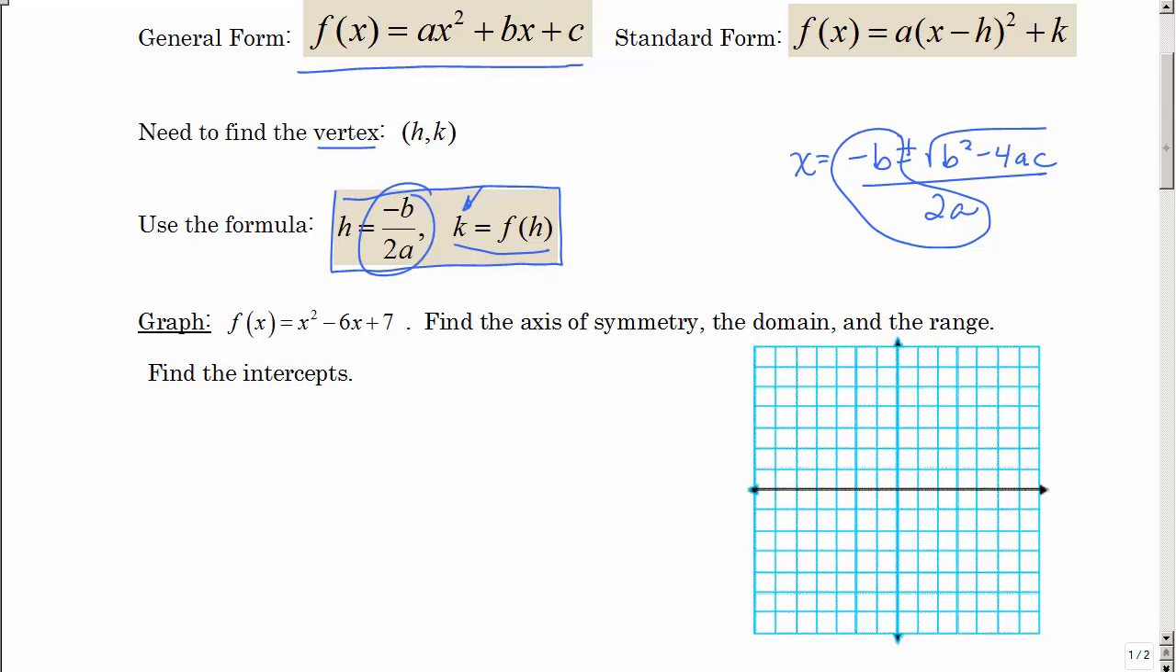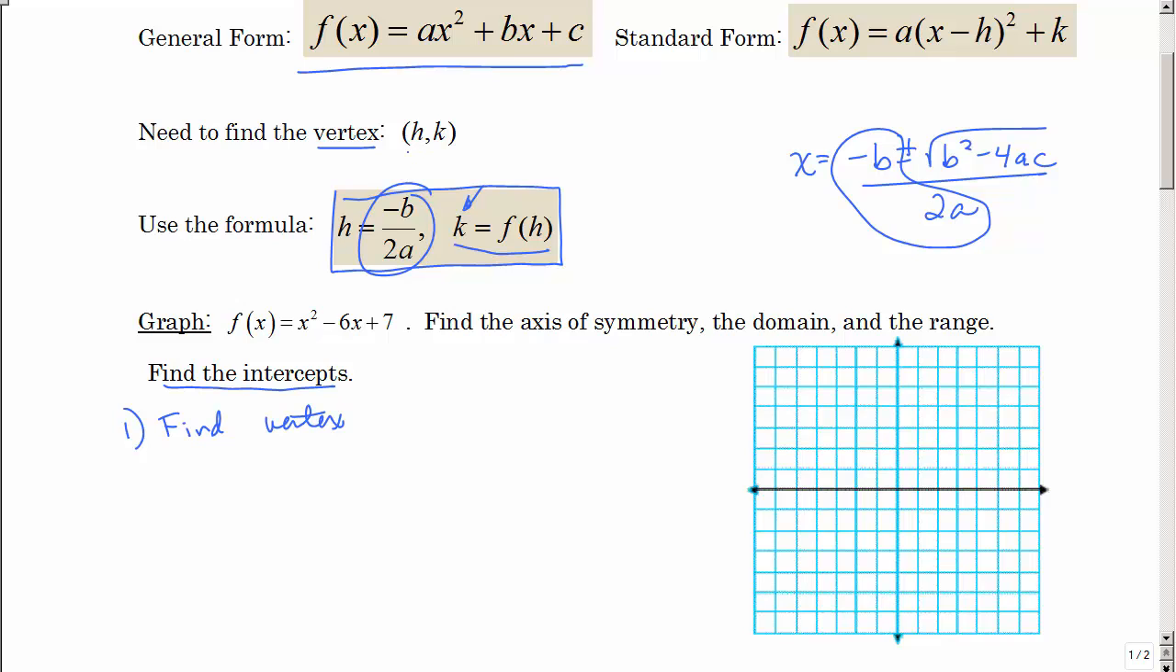Alright, so notice we have the same set of directions. We've got to graph it, we have to find the axis of symmetry, the domain and the range, and we also have to find the intercepts. So a lot of stuff is happening in this problem, and it's not in standard form. So the first thing we have to do is find the vertex. That's going to tell us so many things.